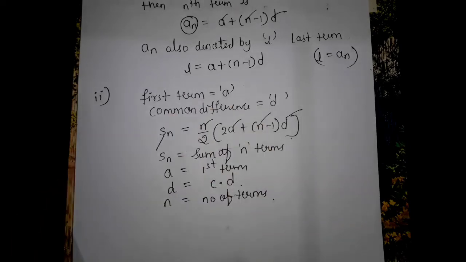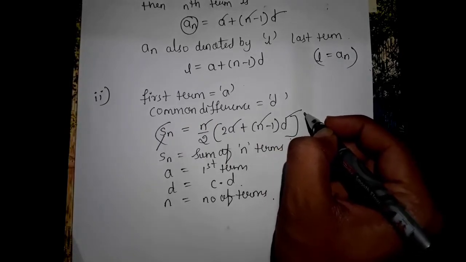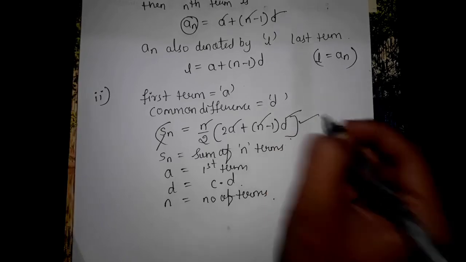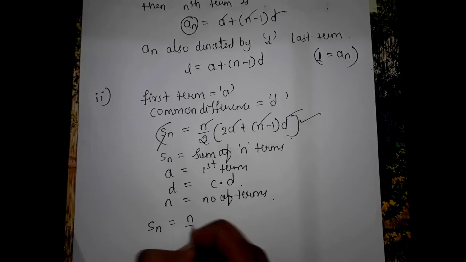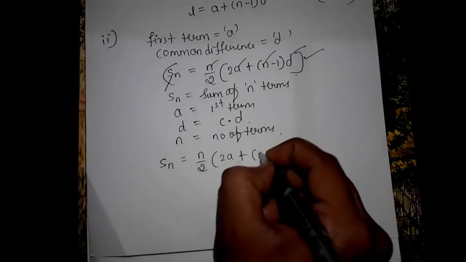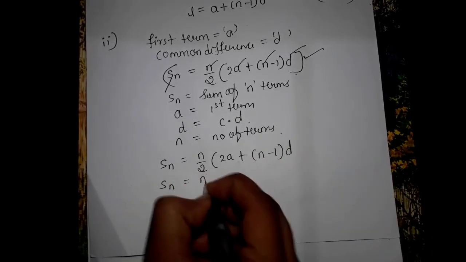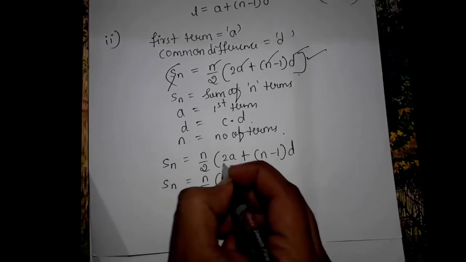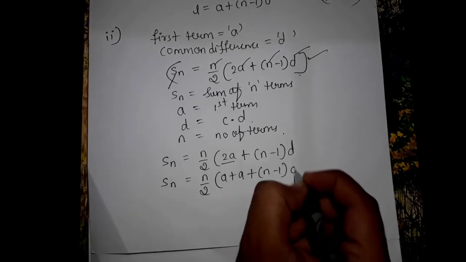The above formula, that is Sn equal to n by 2 into 2a plus n minus 1 into d, can be further solved. First write down the formula Sn equal to n by 2 into 2a plus n minus 1 into d. Now I will solve this further. This can be written as n by 2 as it is, 2a can be written as a plus a, and then n minus 1 into d.